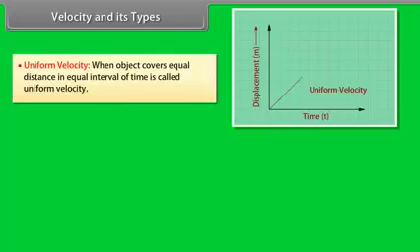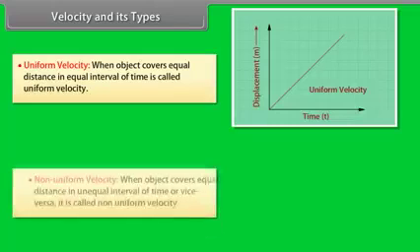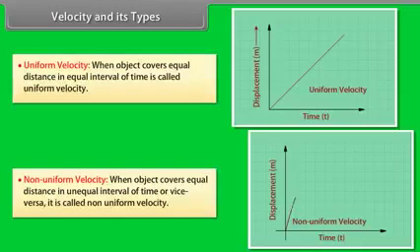Uniform velocity. When an object covers equal distance in equal intervals of time, it is called uniform velocity. Non-uniform velocity. When an object covers equal distance in unequal intervals of time or vice versa, it is called non-uniform velocity.